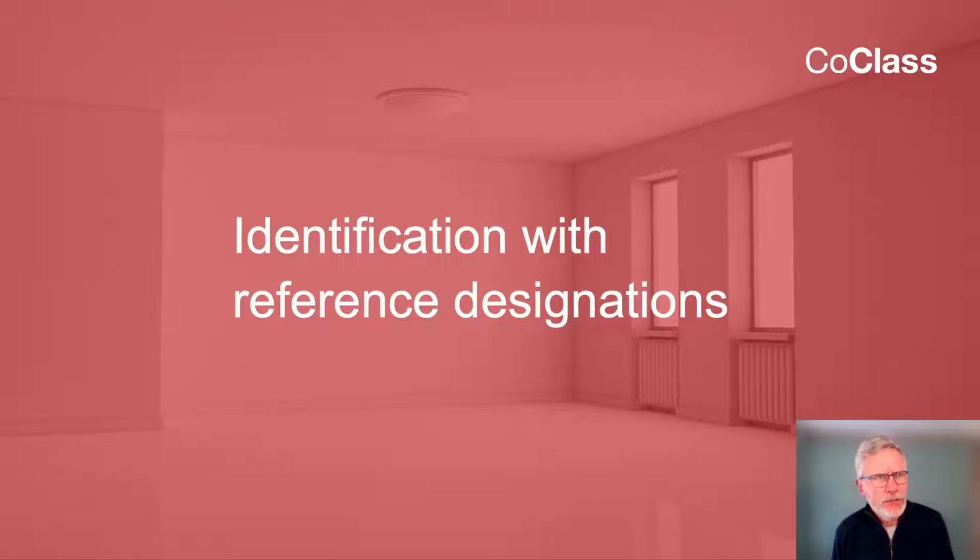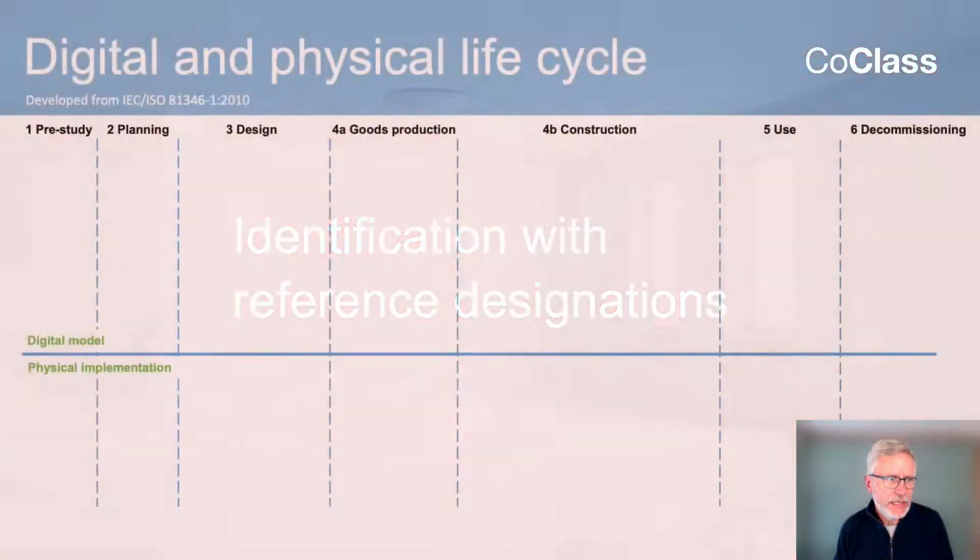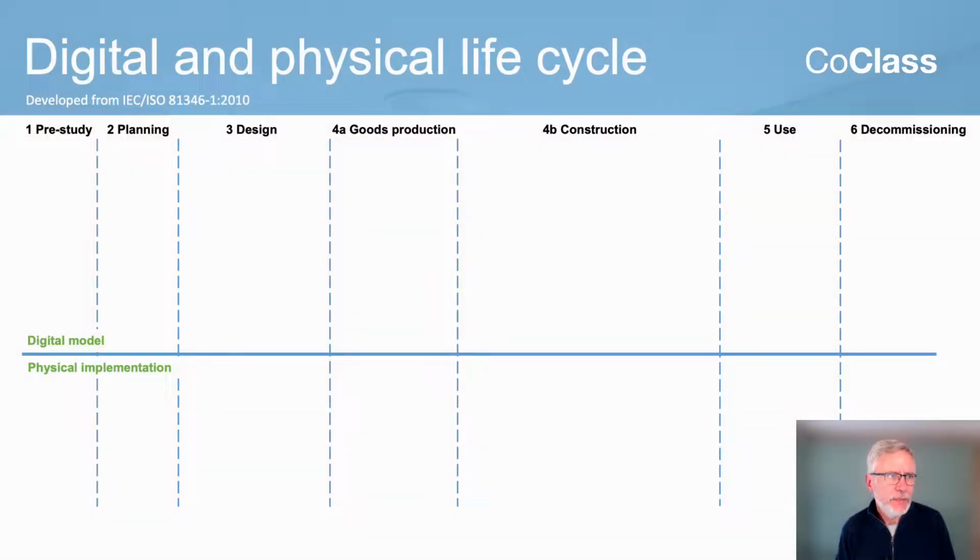CoClass obviously classifies objects, but you can also give them unique numbers. So you can number each individual object in the building, as detailed as you like. This is based on 81346 Part 1, the international standard. I mentioned that in the beginning.